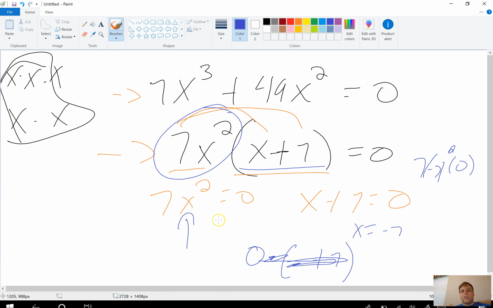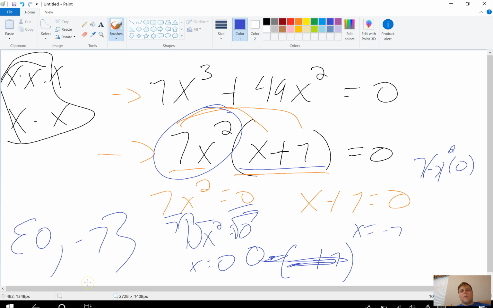So let's finish solving for x over here. We divide by 7, divide by 7. So x squared is equal to 0, square root both sides, and we get x is equal to 0. So therefore, my solution set is 0, negative 7. Both of these values, if you were to plug them in one at a time for x, so 0 here, 0 there, it'd give you 0 on this side. Negative 7, if you plug in here and here, it'll give you 0 on this side.